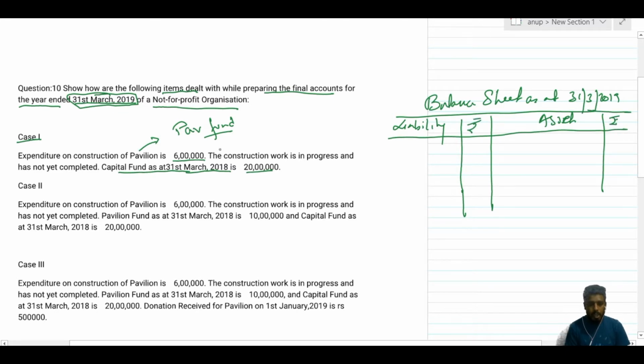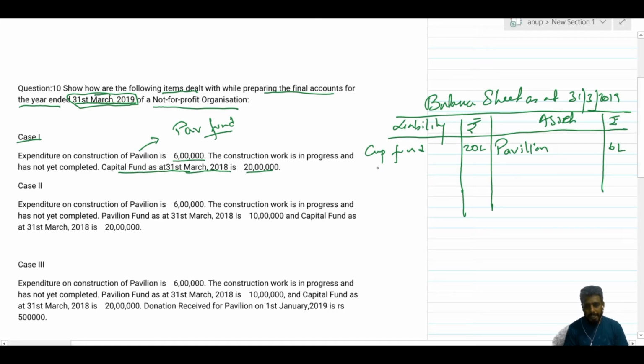Let us see. There is an expenditure incurred in the construction of the pavilion. So definitely there will be an asset created for it. So pavilion will be rupees 6 lakh. Since it is work in progress, yet it will be an asset, and there is a capital fund which was already present of rupees 20 lakh. So this is how you would show the first case that is given in the question.